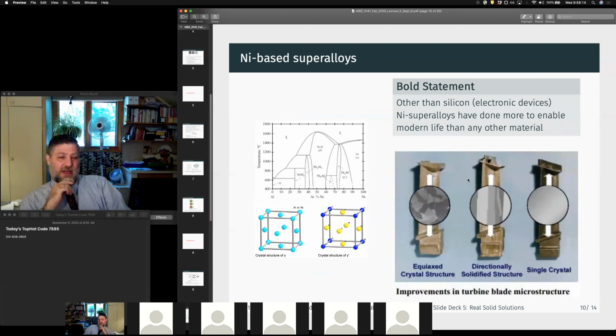So in the couple minutes that we have left, I want to talk about nickel superalloys. And this word super doesn't come from the fact that we form a superlattice.